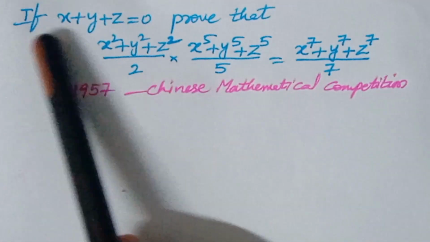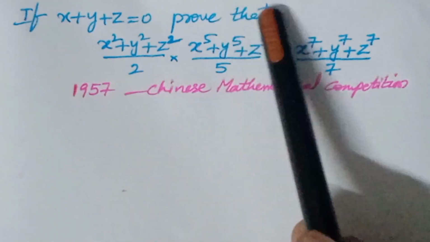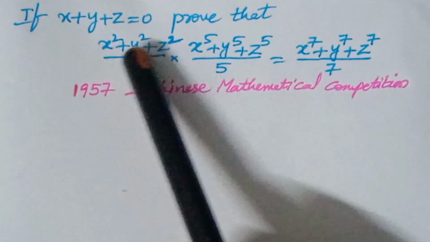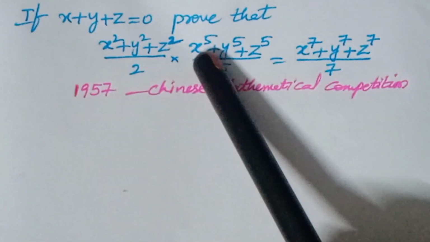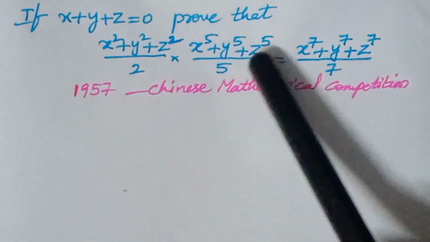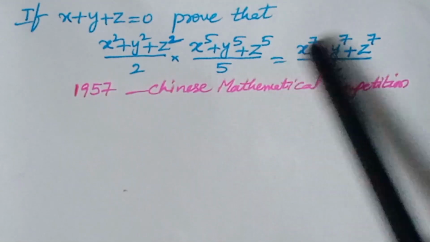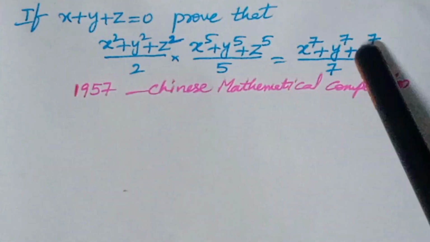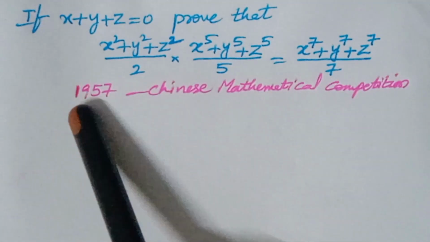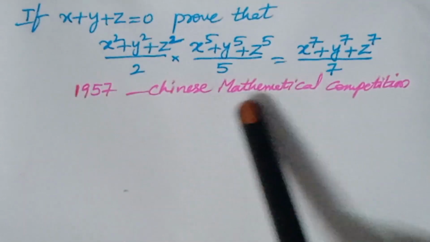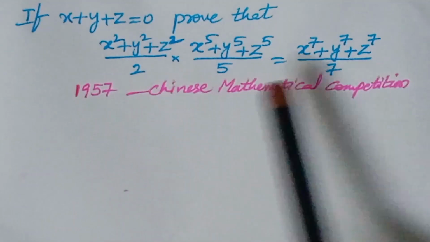The question is: given x plus y plus z equal to 0, prove that (x square plus y square plus z square) by 2 into (x power 5 plus y power 5 plus z power 5) by 5 is equal to (x power 7 plus y power 7 plus z power 7) by 7. The question was given in the 1957 Chinese Mathematical Competition.